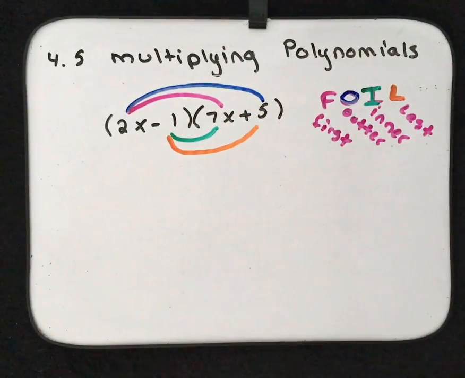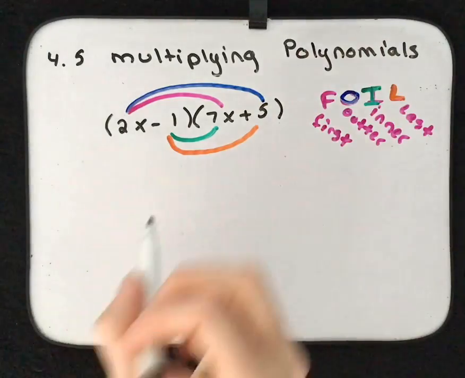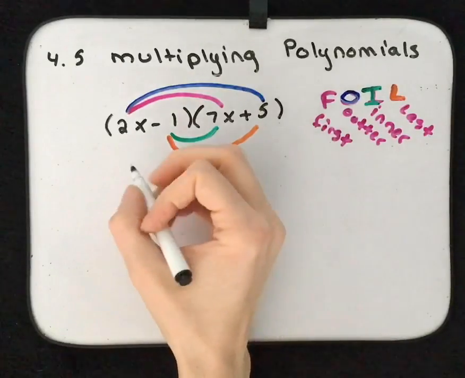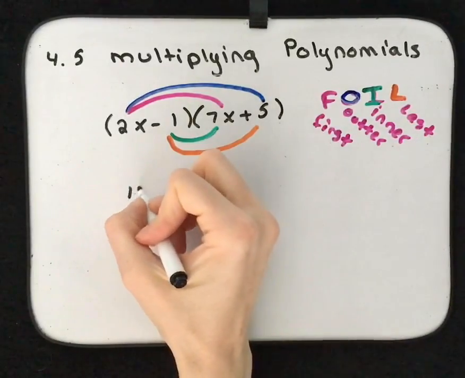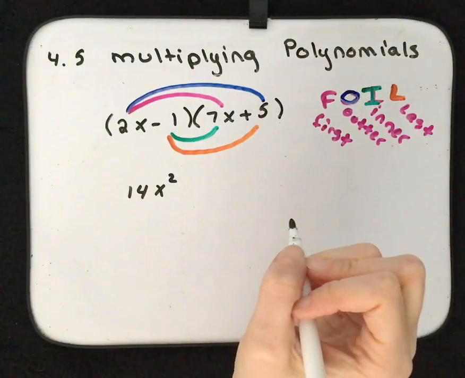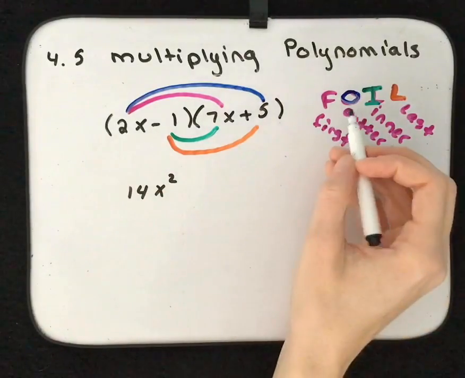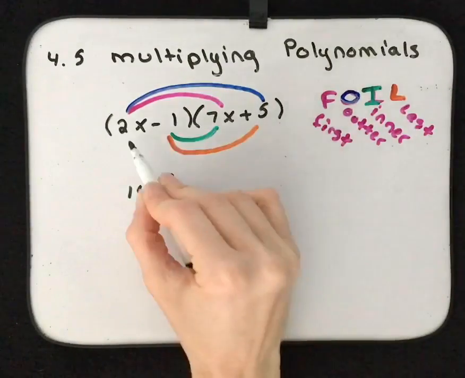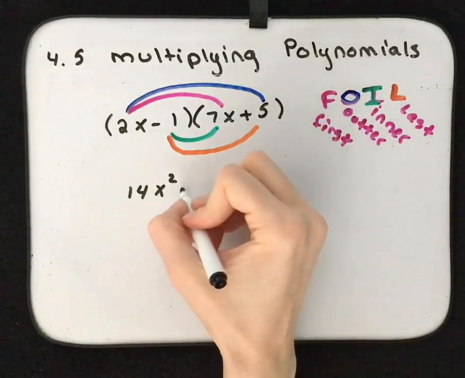So if we try to FOIL this, we have to look at our first, our outer, our inner, and then our last. And then once we do that, we'll combine any like terms that we have and simplify. So the first gives us 2x times 7x. 2 times 7 is 14. X times x is x squared. Next we need our outer. So the outer is 2x and 5. So 2x times 5 gives us 10x.